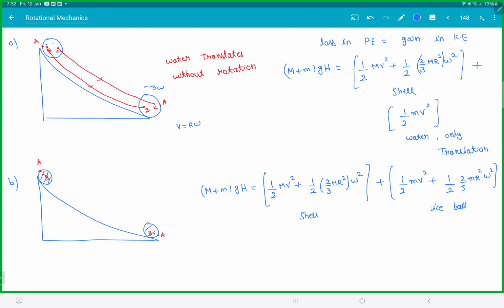That's the difference. So who will have more speed, water or ice? Water, no? Because some of the energy will go for rotation in ice, so it'll have less translation. The water will have more translation energy, so it'll have more speed. Please check the steps. Not difficult. That one term will make the whole difference between an ice ball and water.